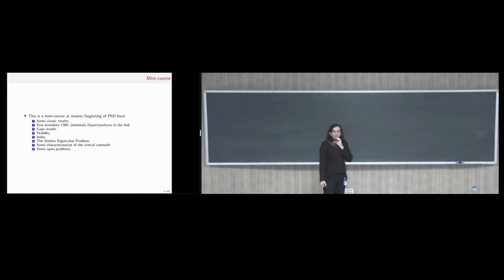After that, you will talk about stability, then about index and the Steklov eigenvalue problem, and after some characterization of the critical catenoid, and finally we'll talk about some open problems. This is all about the mini course. If there are some new here, I talk a little about the whole mini course.